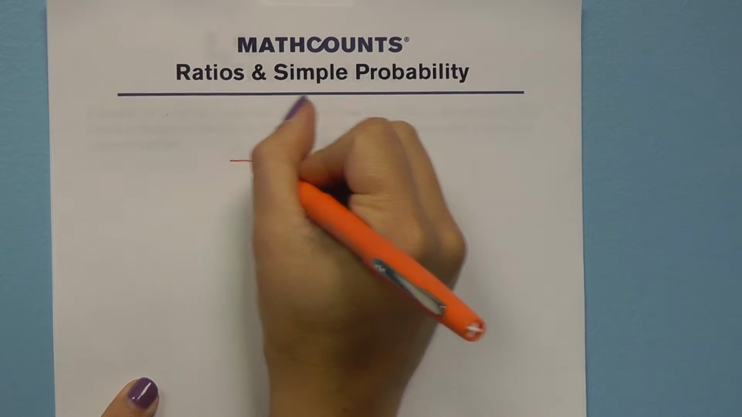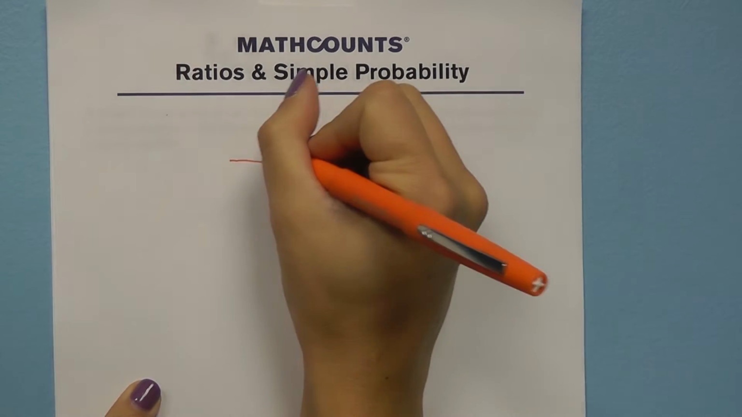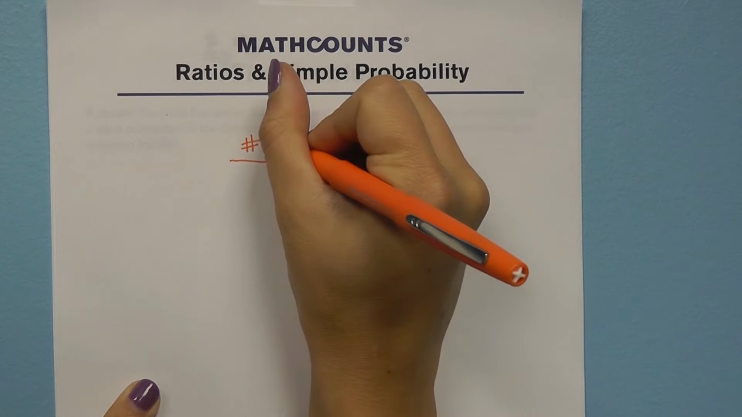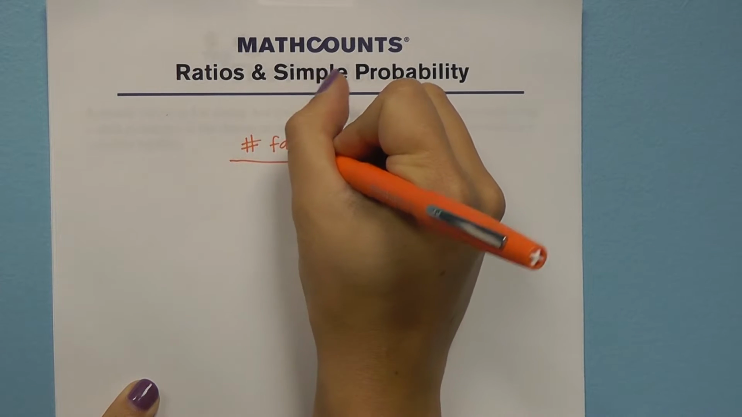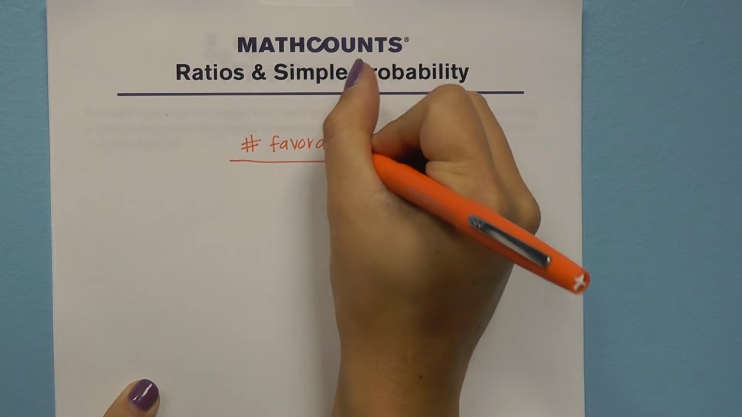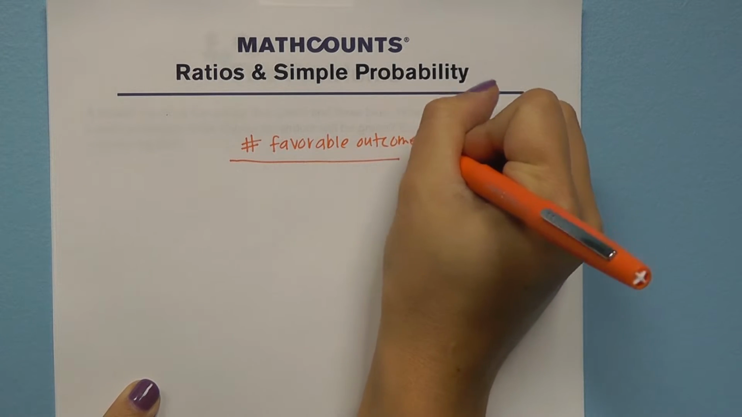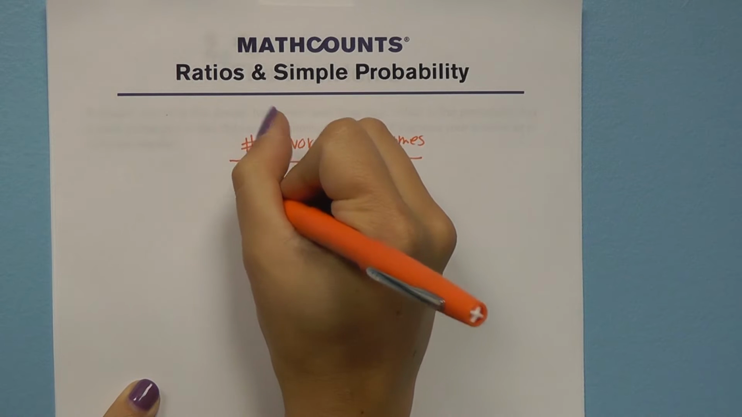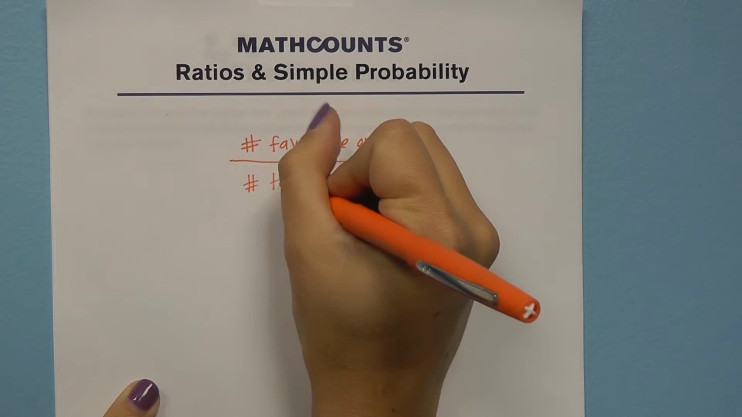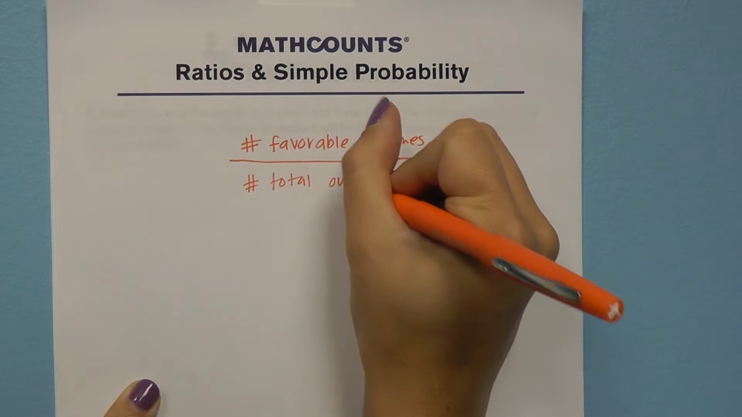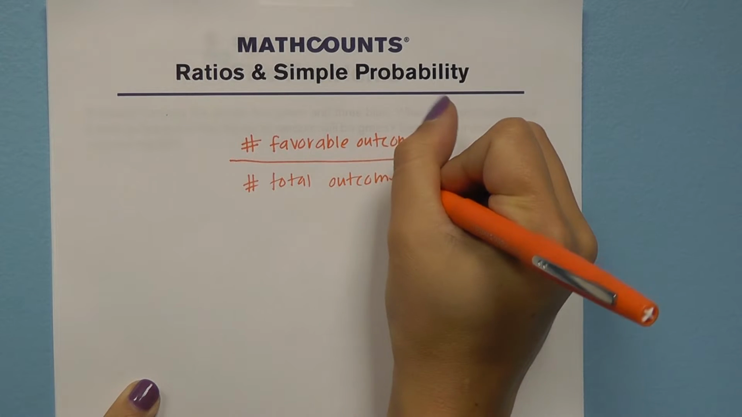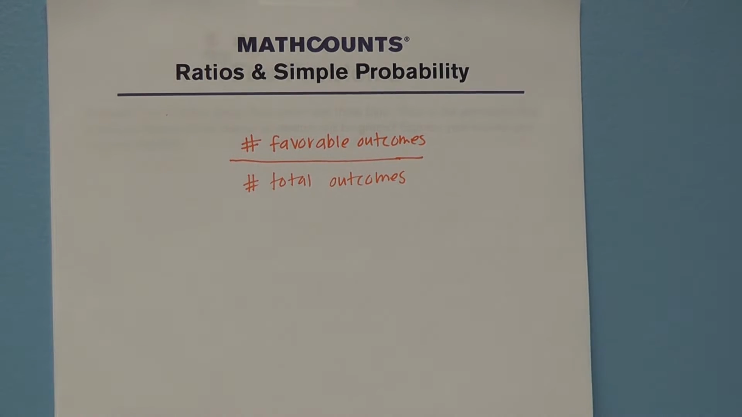So really what we define probability as is the number of favorable outcomes over the number of total outcomes. And what that really means, when we're talking about favorable outcomes, is the number of outcomes that is the event that we are measuring.